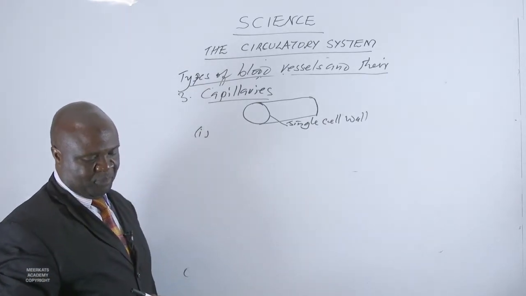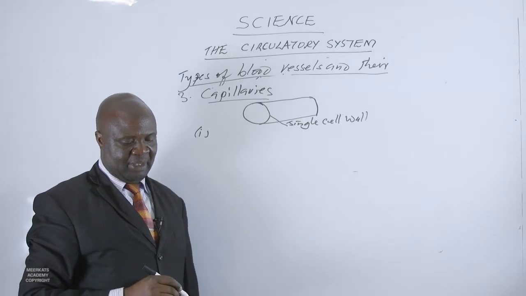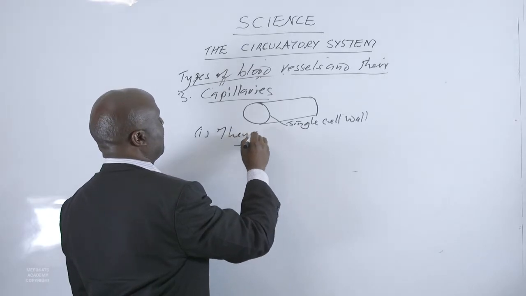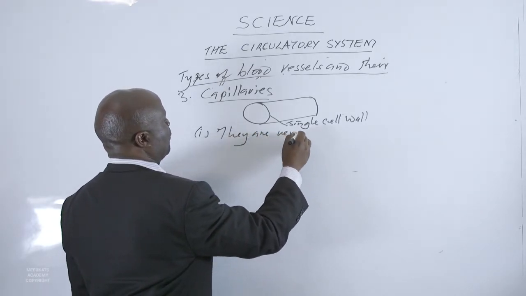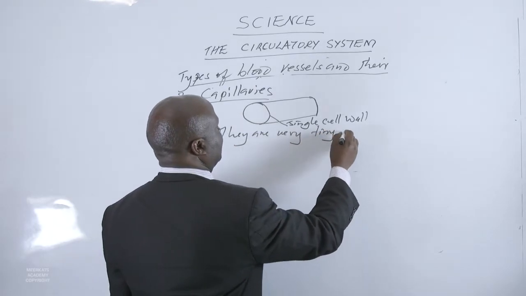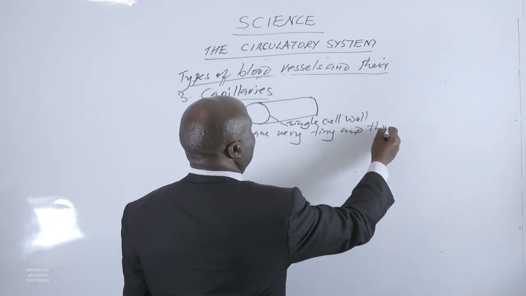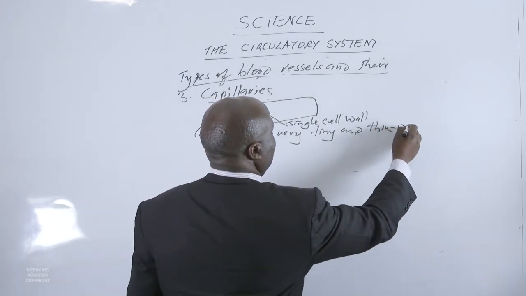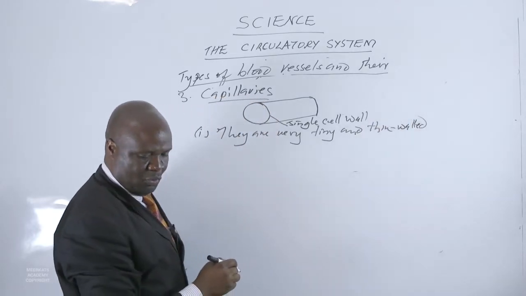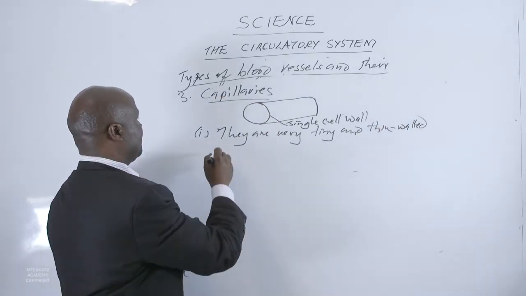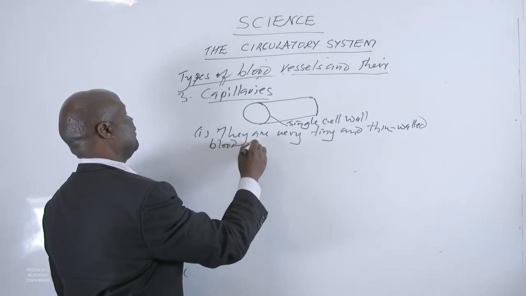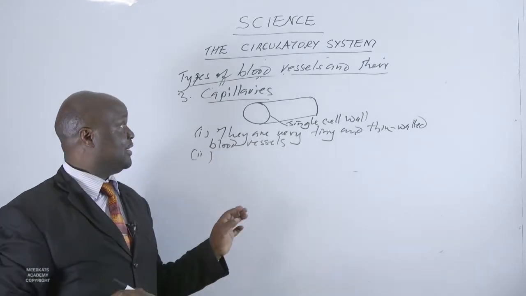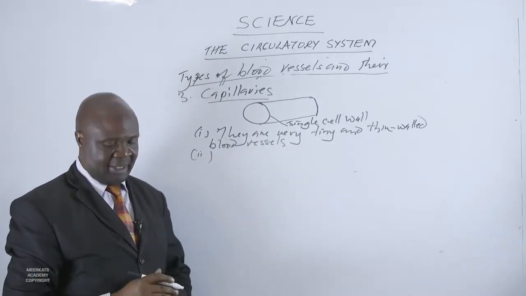One, capillaries are very tiny and they are thin-walled blood vessels. That is the first characteristic we can associate with the capillaries.